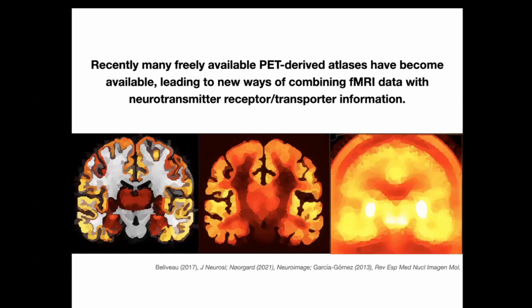And recently, we've been aided in trying to bring these modalities together from the open science initiatives of these freely available PET-derived atlases. These PET-derived atlases that give us different information about neurotransmitter density and things of that nature. And so we can relate these two things together to try to understand what might be underlying these metabolic signals.